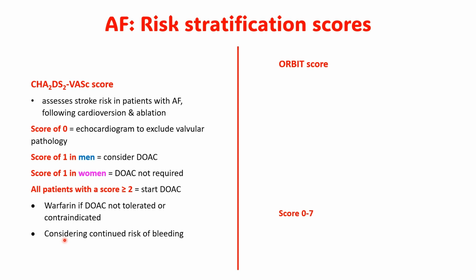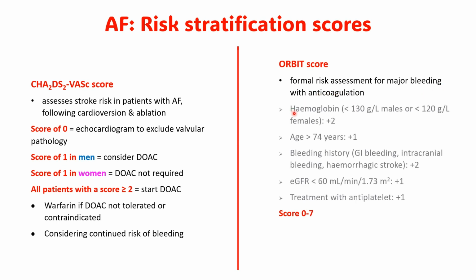So with that being said, let's have a look at the ORBIT score. It's a formal risk assessment for major bleeding with anticoagulation. These are just some of the factors it takes into consideration and the corresponding points which each factor has. In your own time, I recommend that you have a look at the CHA2DS2-VASc score. You can even input some values on internet sites. That'd be very useful for you to do.